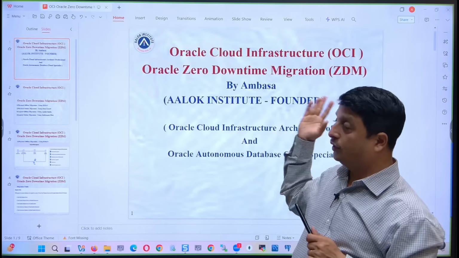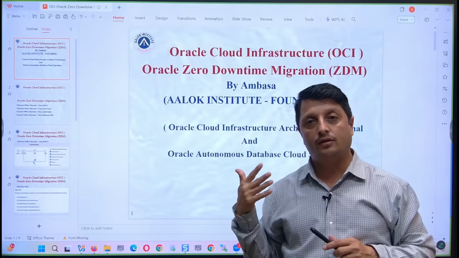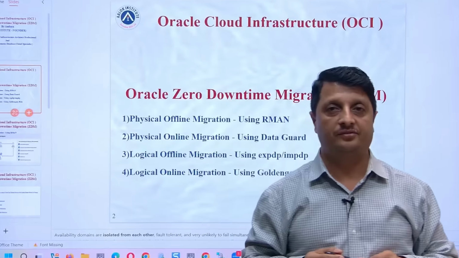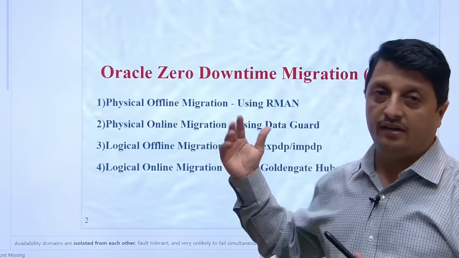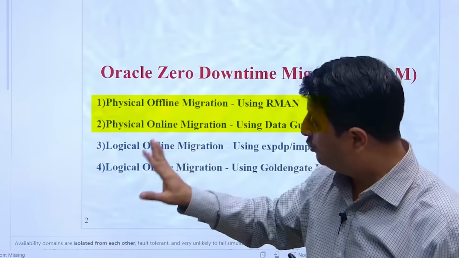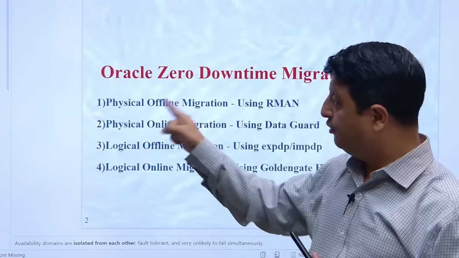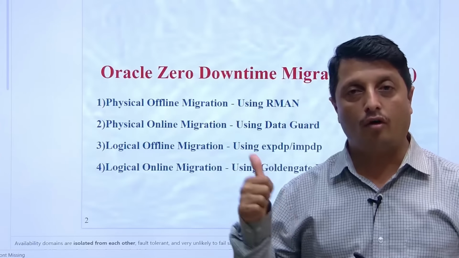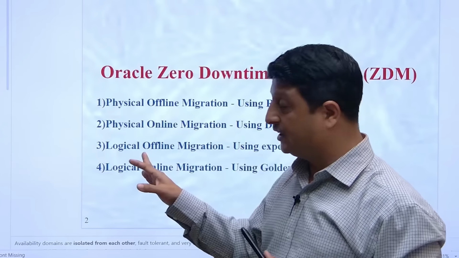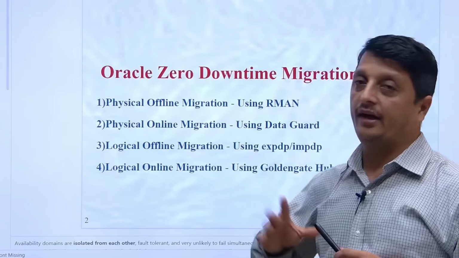In the background, this utility will further call other utilities based on what approach I will be following. There are 4 approaches in it. The main categories are physical as well as logical. In the physical, again it has 2 types: one is called offline, the second one is called online. In case of logical, again it's offline and online.